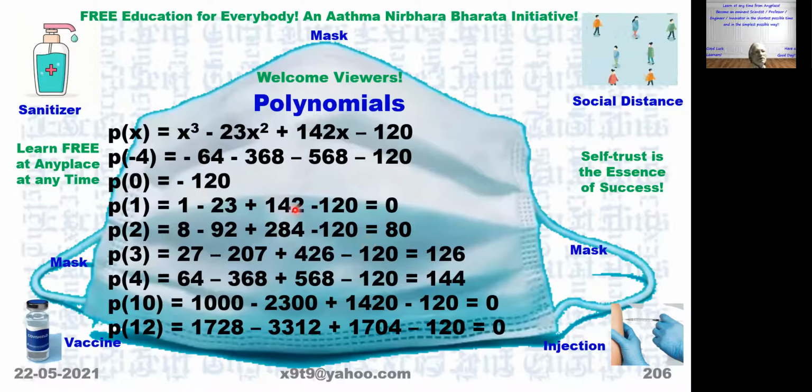So what we will do is, let us find what happens to the value of the polynomial when x is substituted by minus 4. So minus 4 whole cube will give minus 64. Minus 4 whole square will be 16. 16 into 23 multiplied will be 368. That minus sign will be here. Plus, here we are substituting minus 4, so minus 4 into 142 will give minus 568. And this minus 120, write it as it is here.